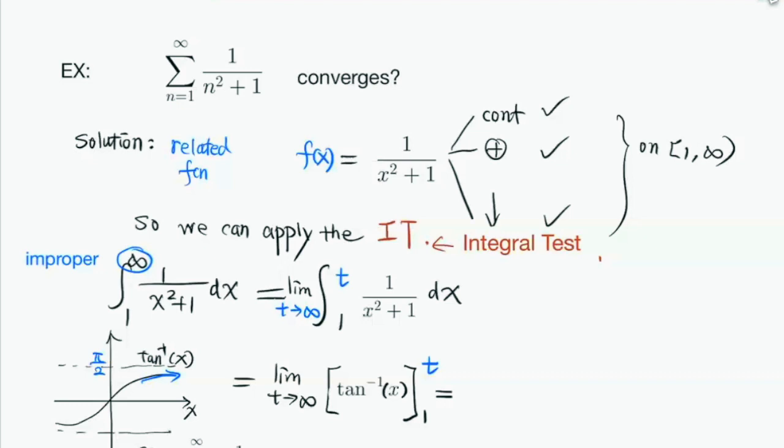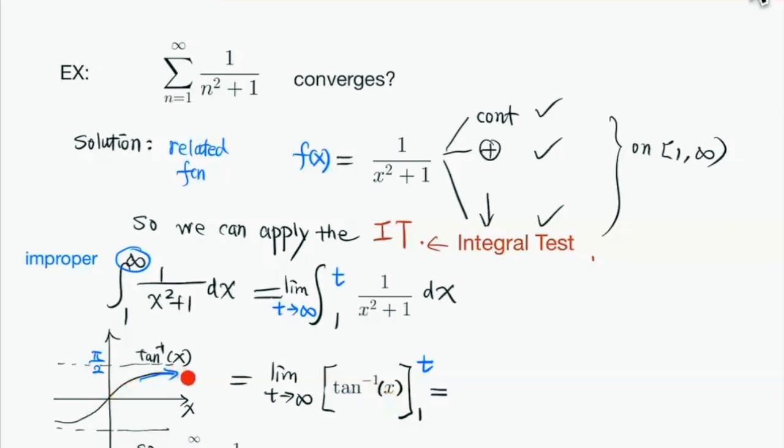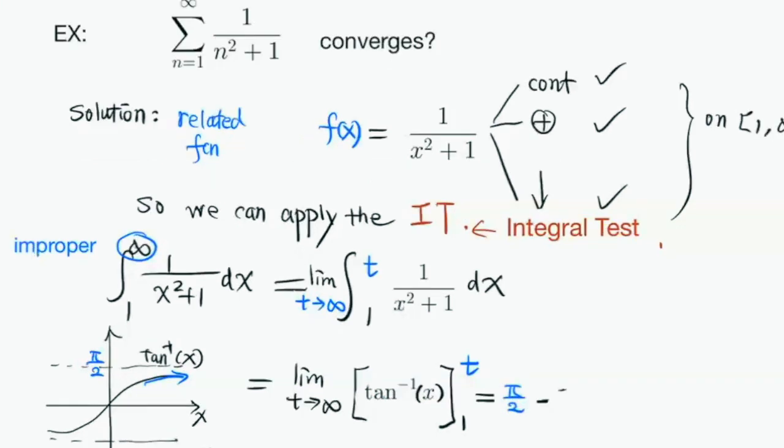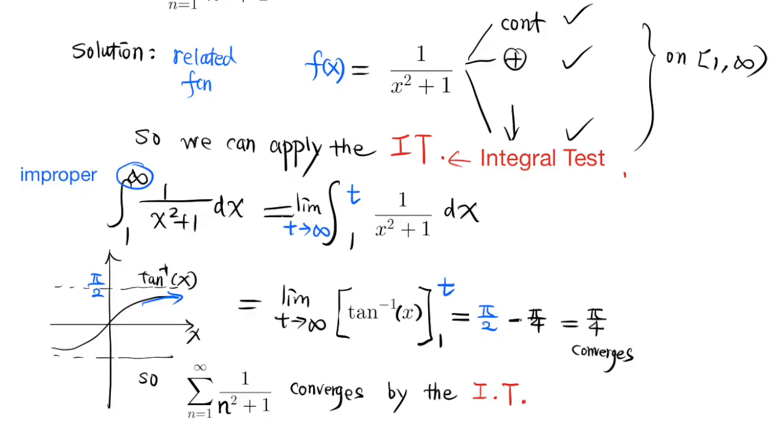Okay, so what's inverse tangent of t when t goes to infinity? It's pi over 2. Okay, and what's pi over 4? Yeah, you got it. Good job. Okay, pi over 4. So the result here is equal to pi over 4. Yes, you got it. Good job.